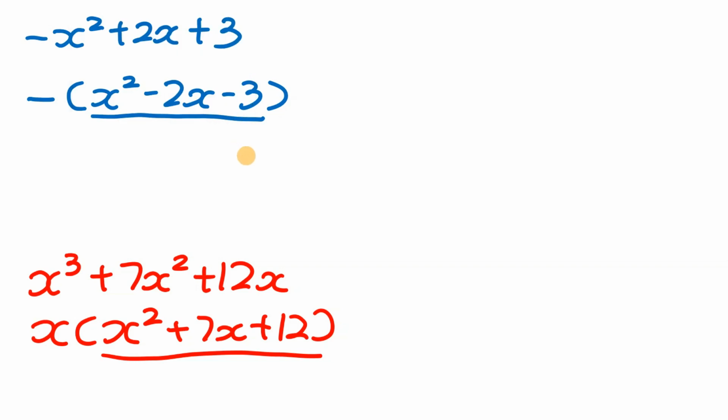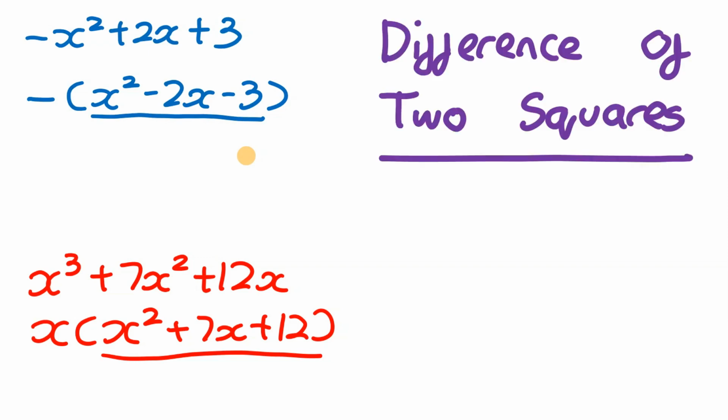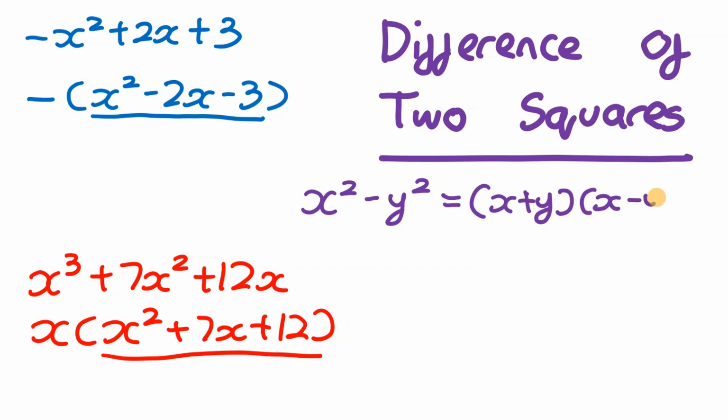Now another thing that they really like to do, and something that you need to be really aware of, is the difference of two squares. Let's say that we have x squared minus y squared. Now when you look at this, it doesn't look like it can be factorized because you have no common factors in x squared and y squared. However, this is an example of something called the difference of two squares, and we can write this as x plus y, x minus y.